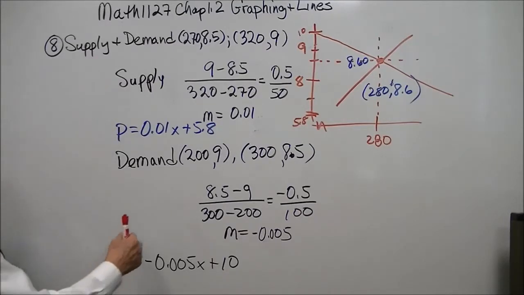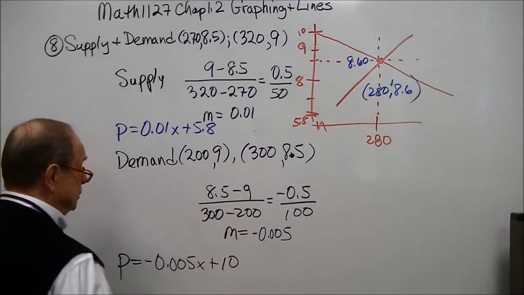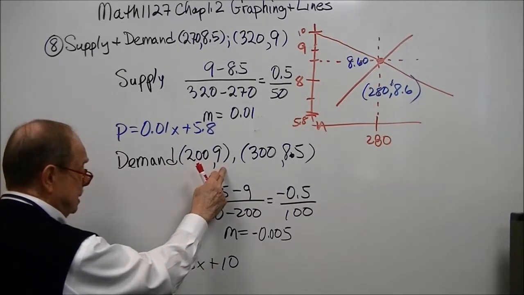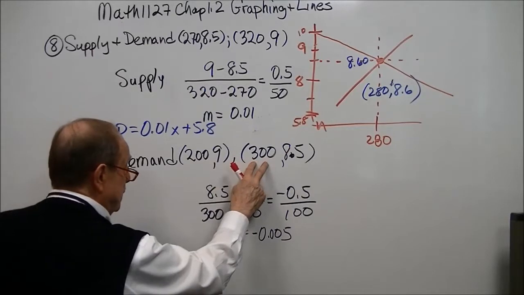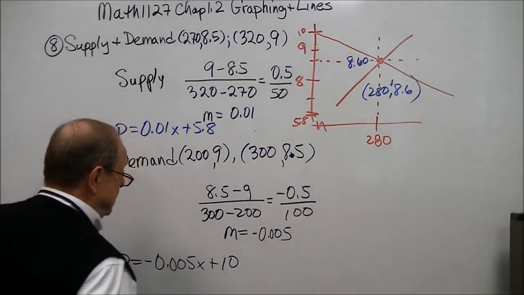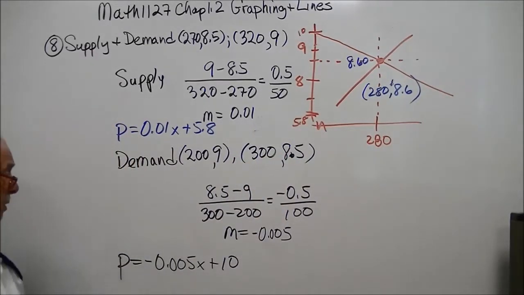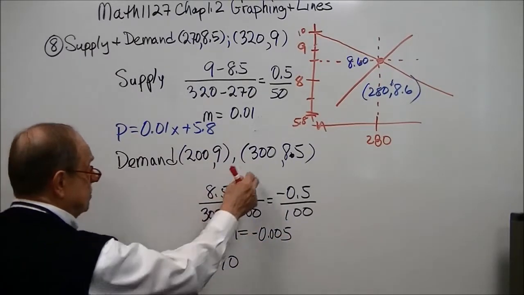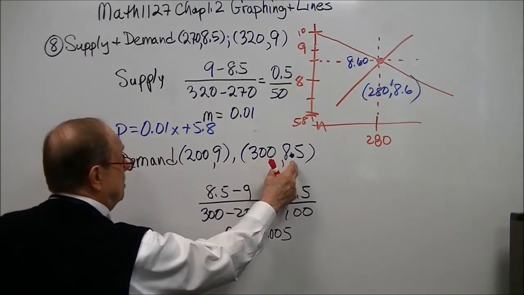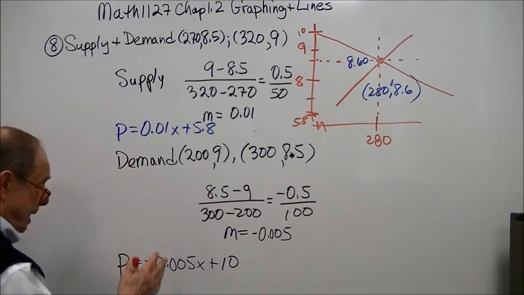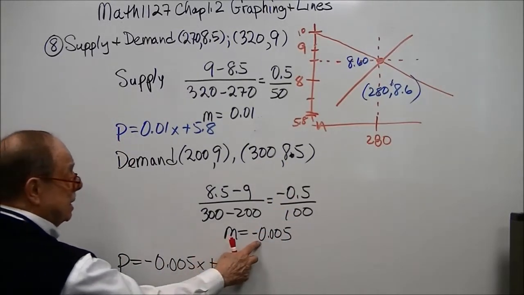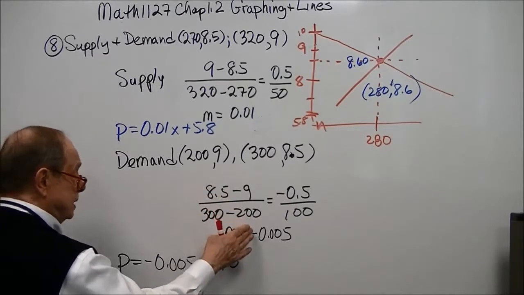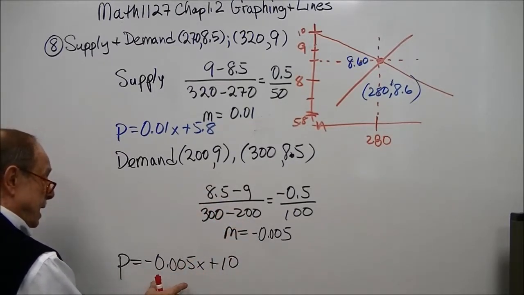Then for demand, I took, again, more information. If it's 200, then the price would be $9. 300, the price would be $8.50. Worked on this. And notice that as the price goes up, the demand goes down. So we ended up actually with a negative slope. Again, I used one of these points, put it in the formula, and I get this formula.